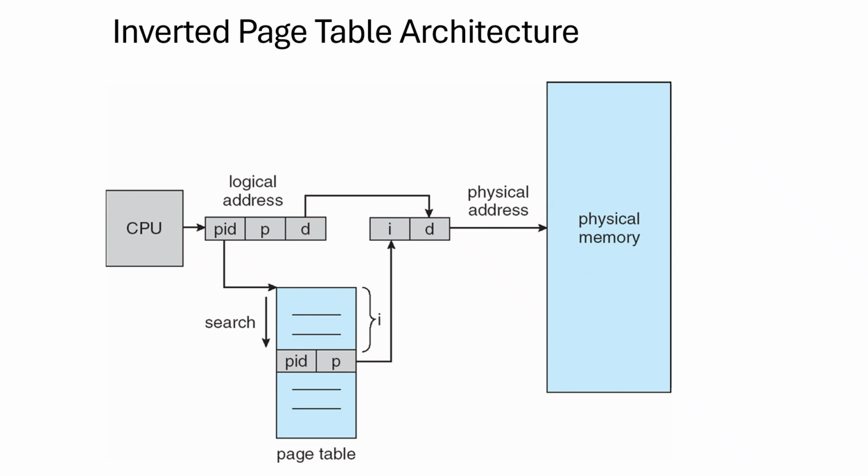In the inverted page table, the CPU generates the logical address, which consists of the PID, page number, and displacement. With the PID and page number, you search the table to find the index i, which gives the frame number. Then it is added with the displacement, and the physical address is generated.